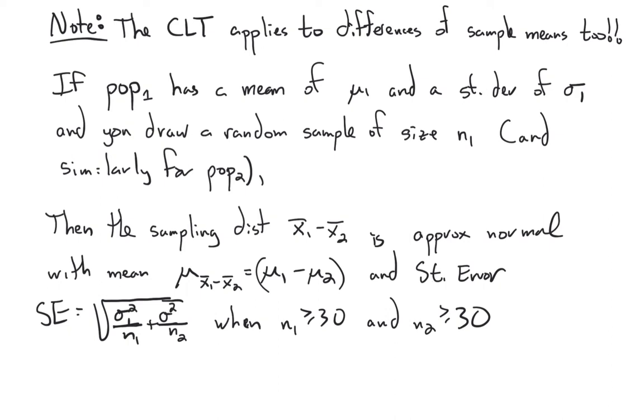So again, just to reiterate, if we have a population with some mean and known standard deviation, and then we have a second population with the same thing, then if we draw samples of size N1 from population 1 and N2 from population 2, then the sampling distribution of the differences of the means of both samples is approximately normal with the mean and standard error that we just talked about. Let's look at our previous example to see how this works.